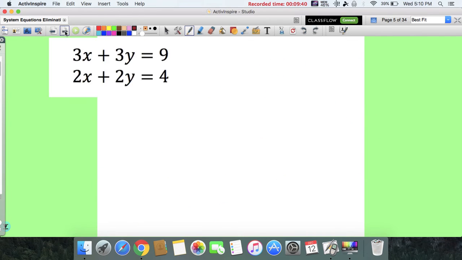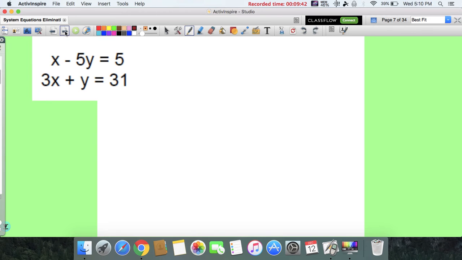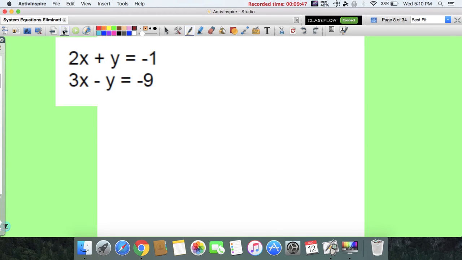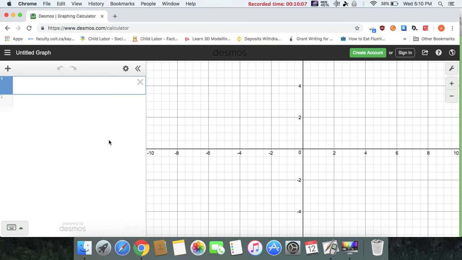The other thing we did was, and I'm going to go straight to this. So one way of, and I think I have Desmos up, so let me show you something. 2x plus y equals negative 1, 3x minus y equals negative 9. So hopefully I do have Desmos up, and I do. So I'm going to put these two equations in here.